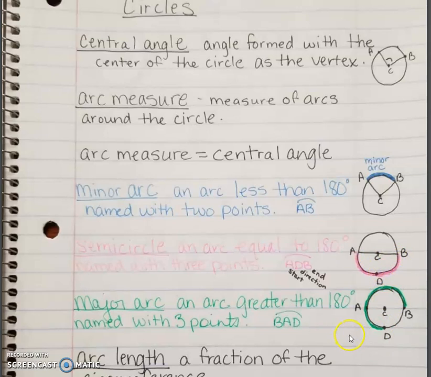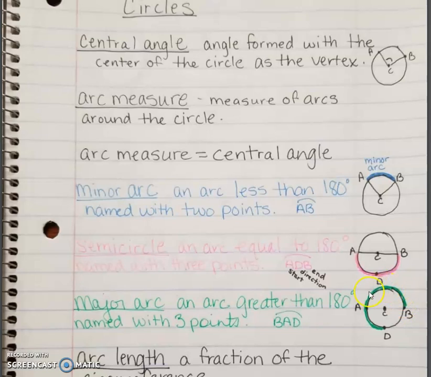The next one is a major arc, and that's greater than 180 degrees. It's also named with 3 points. So if I start at B, that's my starting point. It tells me to go in the direction of A, so that means I'm going to the left, and then I'm ending at D. So B, A, D. So I'm talking about most of my circle.